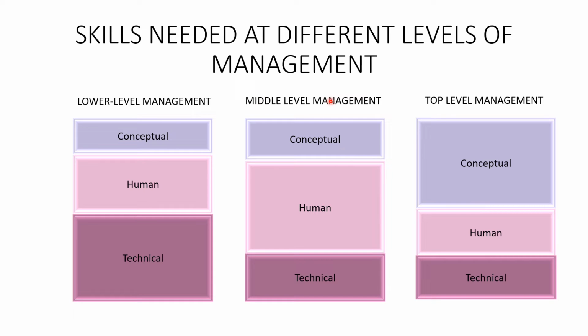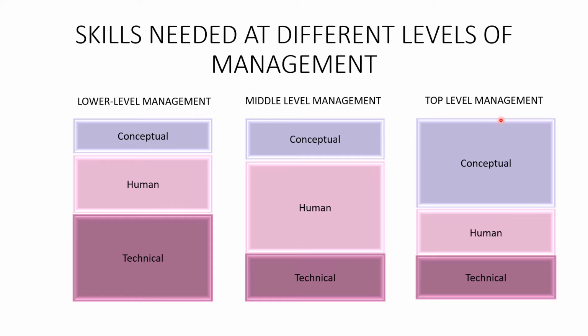While for the middle level managers, the most important skill that you must have is the human skill, because you are at the middle, between the lower level manager and the top level manager. So of course you have to connect the top level and the lower level. That's why you must have the human skill. You must know how to communicate, how to build relationships with all the people inside the organization. Of course you still need the conceptual skill a little bit and also technical skill a little bit.